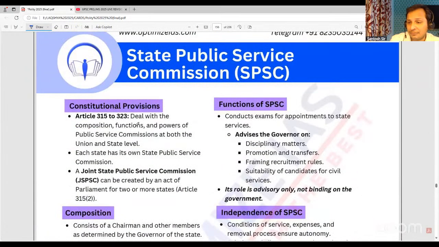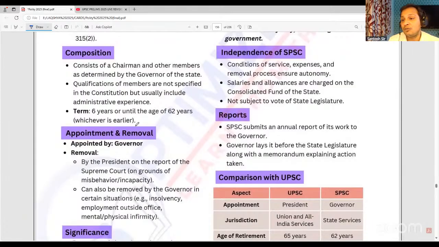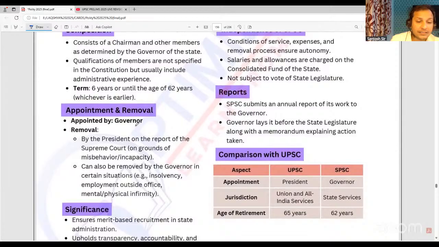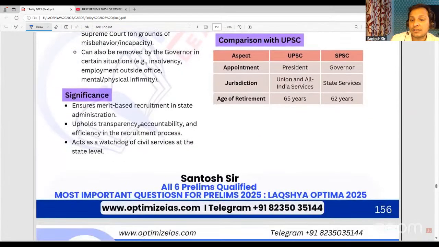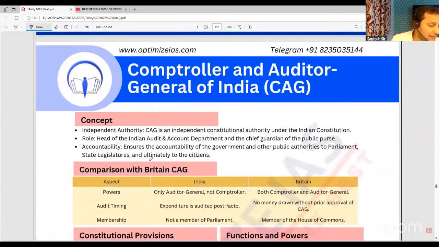This topic has been in news. So they may ask you, rather than UPSC, they may focus on the State Public Service Commission. Always remember one thing: appointment and removal. They are appointed by the governor, but they are removed by whom? Quickly. The members are removed by whom?